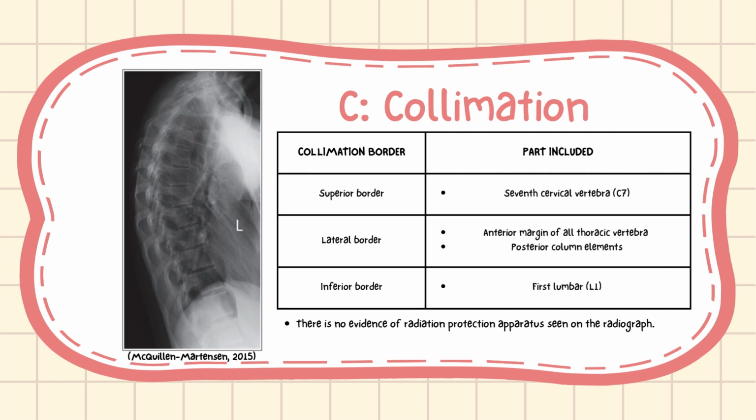As for the collimation, at the superior border, the structure that should be included is 7 cervical vertebrae or C7. At the lateral borders, the structures that should be included are the anterior margin of all thoracic vertebrae and also the posterior column elements. And at the inferior border, the structure that should be included is the first lumbar or L1. Also, there is no evidence of radiation protection apparatus seen on the radiograph.